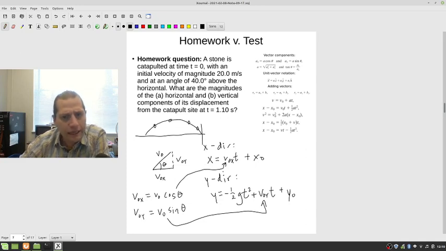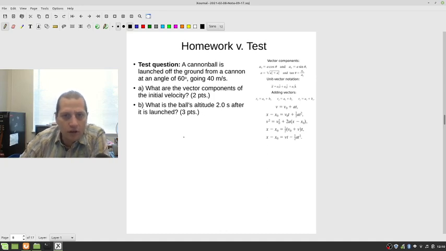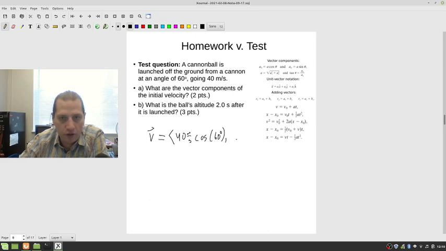Okay, so I gave you exactly this problem on the test, where you have to go ahead and find your velocity vector, 40 meters per second times cosine of 60, 40 meters per second times sine of 60. Okay, so that's the first part, where you're just finding the x and y components of this initial velocity.